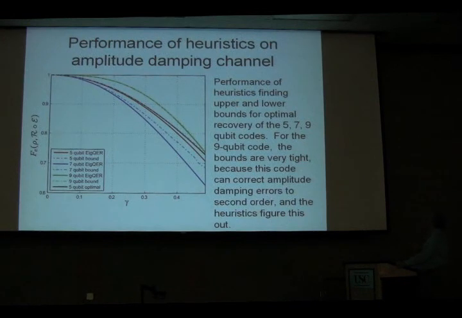So why is that? Well, for the 9-qubit code, the reason the bounds are very tight is because this code can correct amplitude damping errors to the second order. So you can look up here, and it looks like this is a cubic curve instead of this quadratic curve, which it should be if this is second order. And the heuristics actually managed to figure out that you can correct the errors to the second order. So these heuristics are correcting all the second order errors, and the difference between them is third order, which is pretty small.